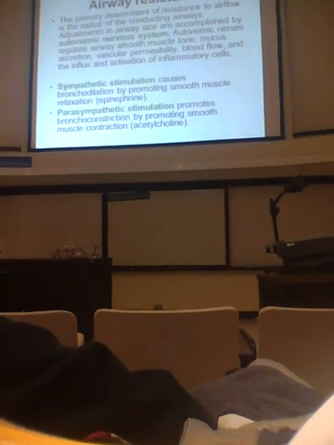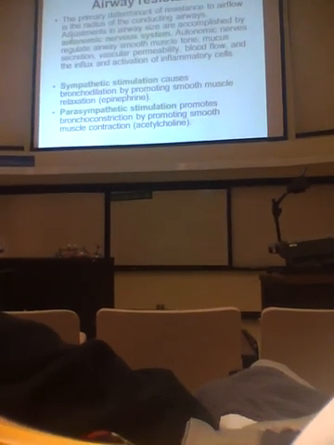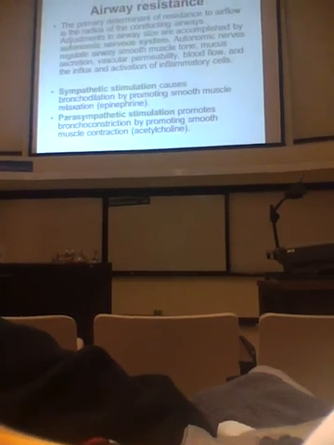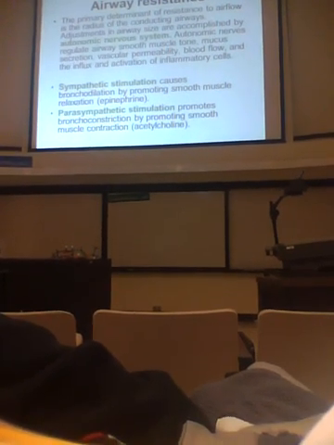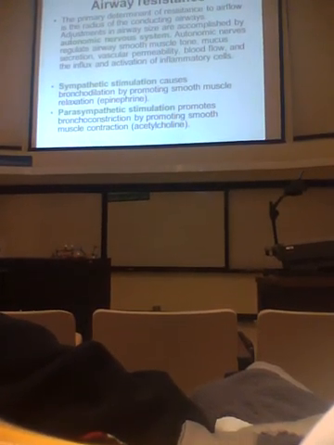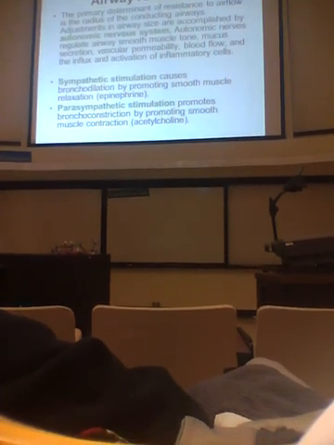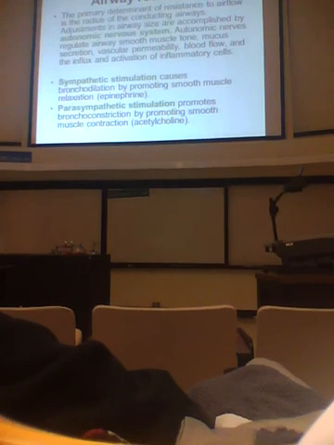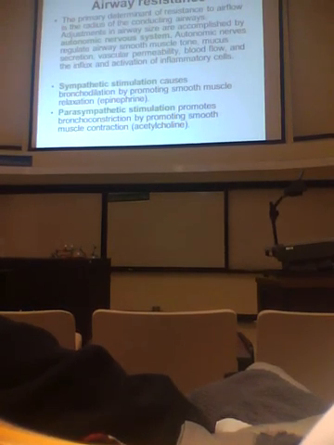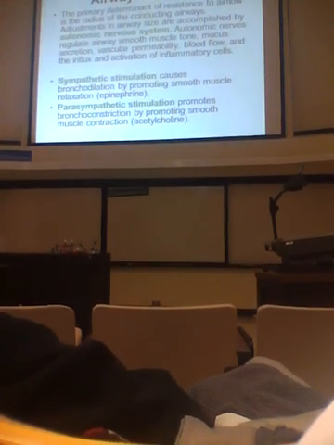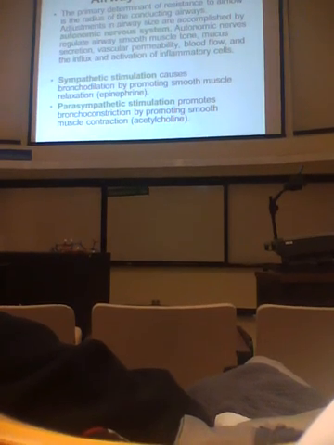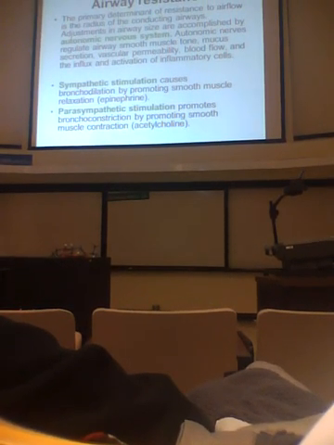I remember someone said that last time. And the autonomic nerves regulate the airway smooth muscle, the tone, the mucus secretion, the vascular permeability, the blood flow, and the influx and activation of inflammatory cells. It's what the autonomic nervous system does, as you heard about last time. So sympathetic stimulation causes bronchodilation by promoting smooth muscle relaxation.